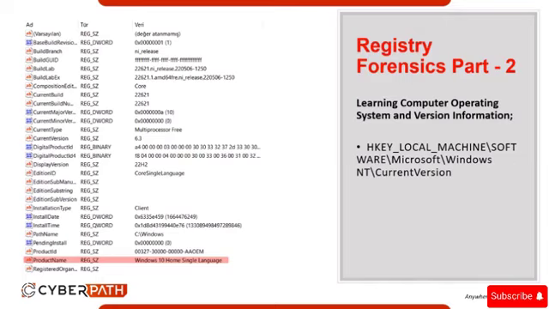This information is located at this key: HKLM, Software, Microsoft, Windows NT, CurrentVersion. From this registry record, we can deduce that the operating system is Windows 10, Home, single language. The current build number is 22621.